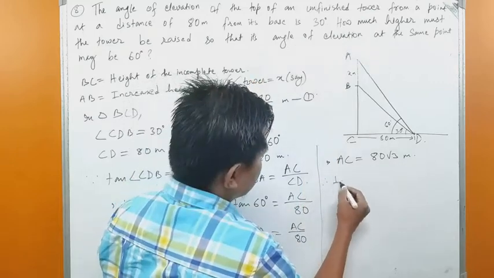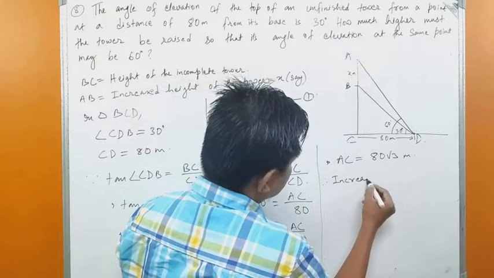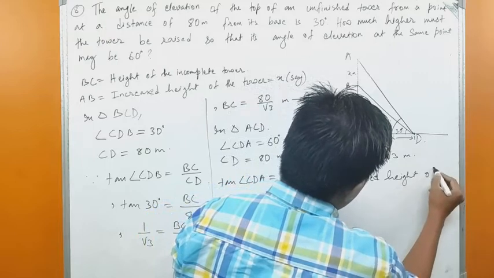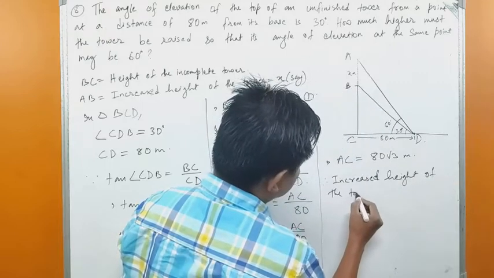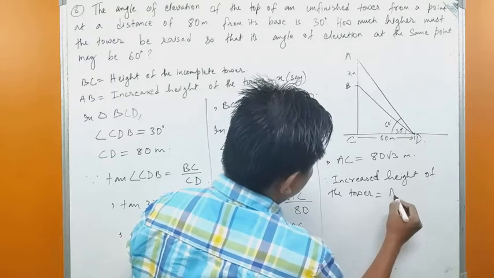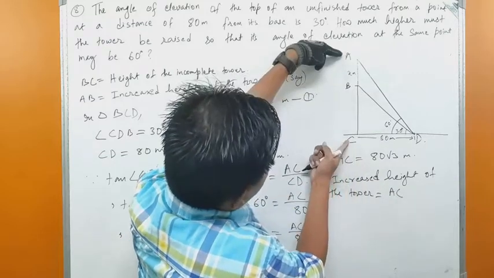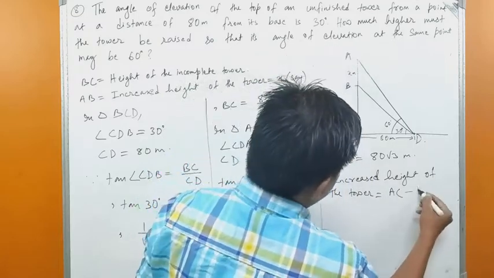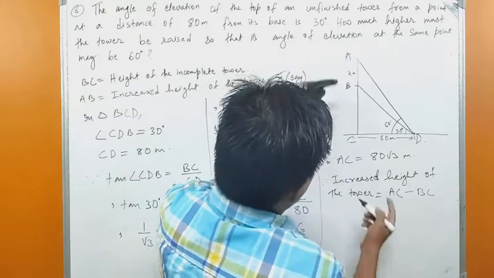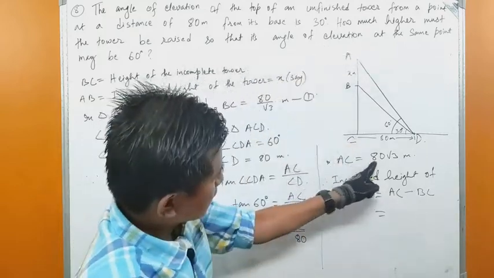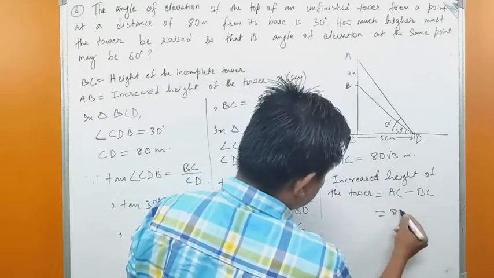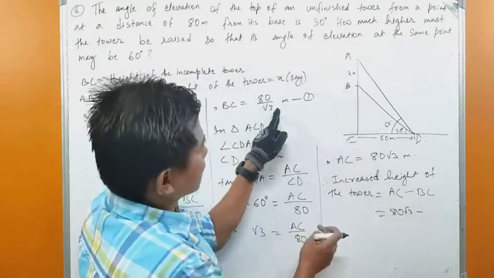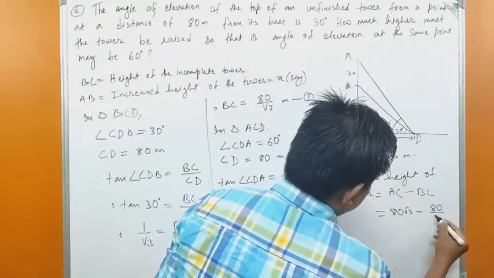Therefore, increased height of the tower equals total height AC minus BC, isn't it? Total height minus this height, AC minus BC. What is AC? AC is 80 root 3, 80 root 3 minus what is BC? BC is 80 by root 3, 80 by root 3.